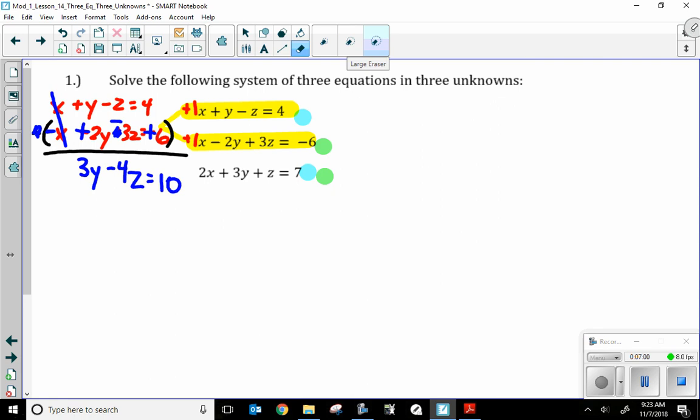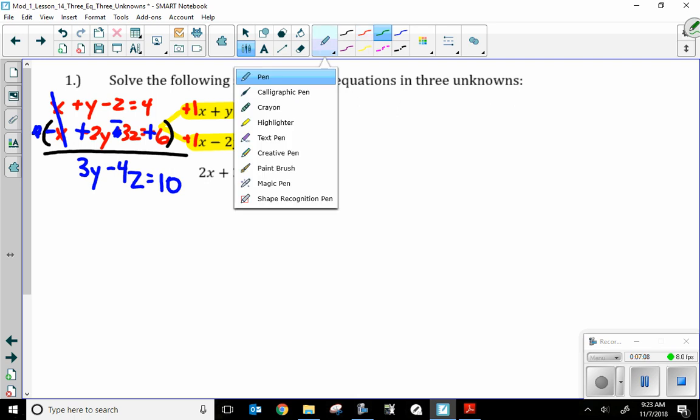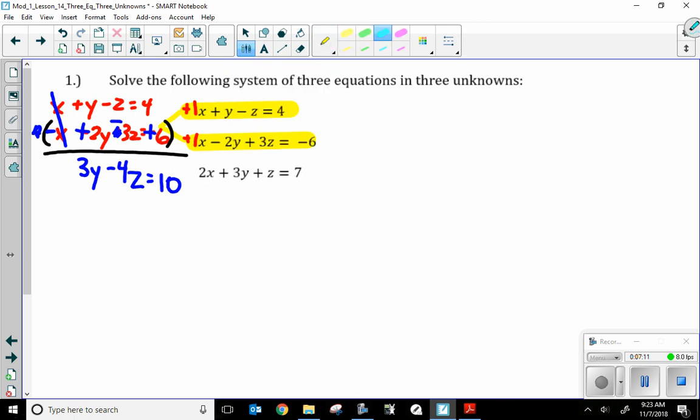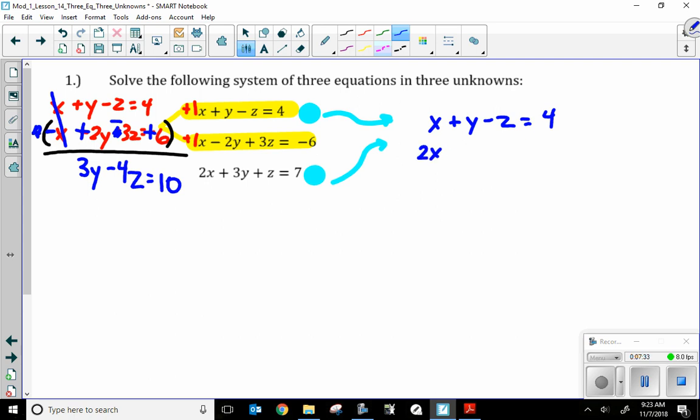Now, on top of that, what I want to do is get rid of my x as well, no matter which two I pick. So here's what I'm going to do. Let's pick the first one and the third one. How about that? Let's make it easy. All right. The first one and the third one. I got x plus y minus z equals 4. And I've got 2x plus 3y plus z equals 7.